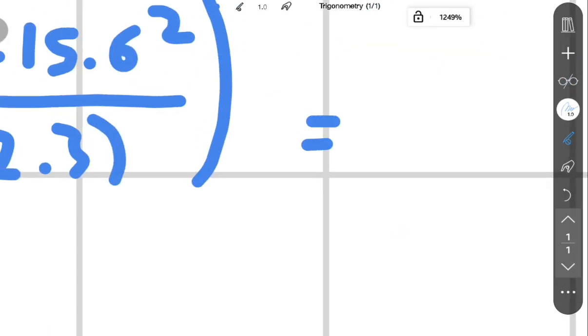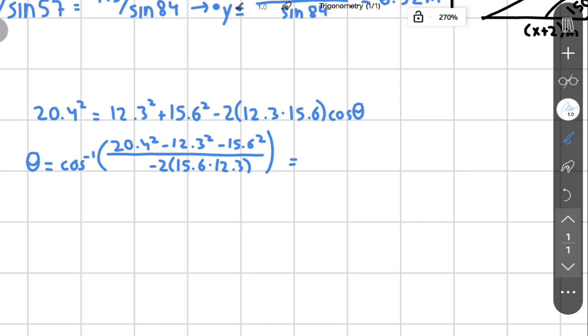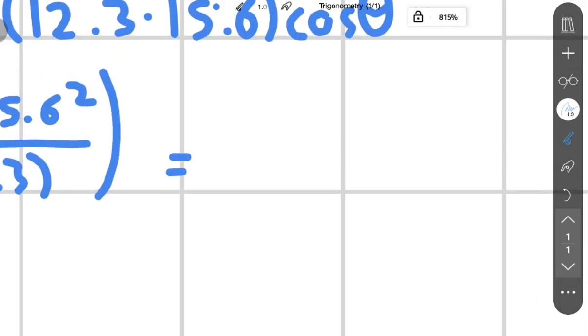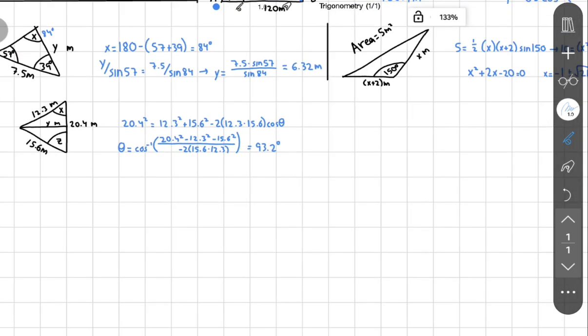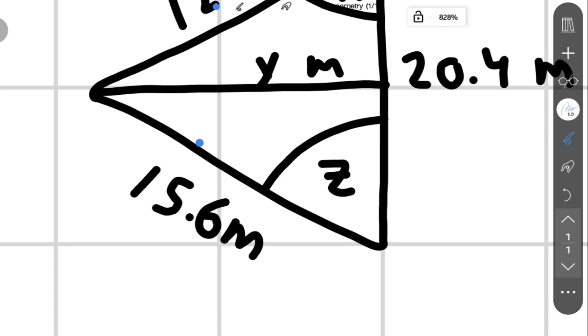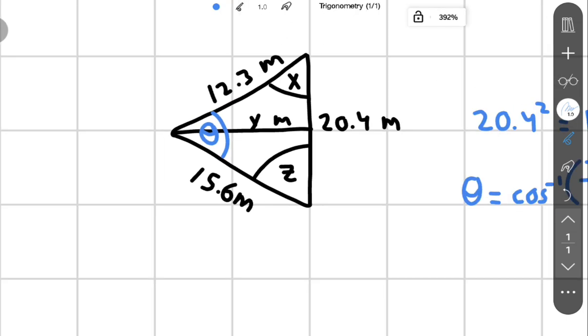So if I were to calculate this to get theta, give me a minute, I'll have theta equaling 93.2 degrees. 93.2 degrees. And let me just go here and name this theta. So I can now use the sine rule to calculate both x and z.